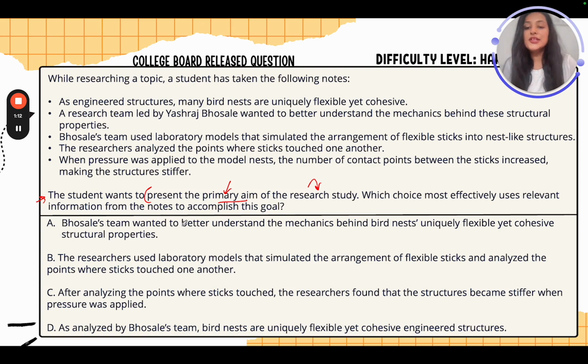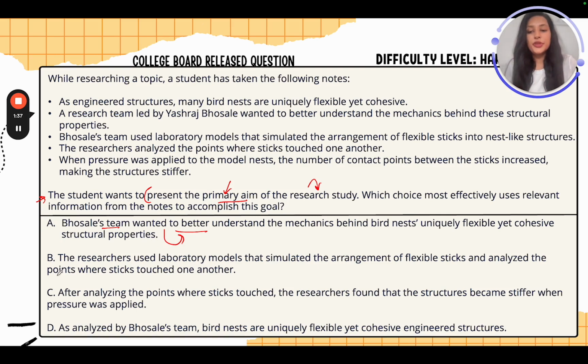A. Bosley's team wanted to better understand the mechanics behind bird nests' uniquely flexible yet cohesive structural properties. So now it tells me what the team wanted to do, right? So wanting to do something for a particular reason is kind of already talking about the aim or the reason behind doing something. So it's telling me some reason, right?